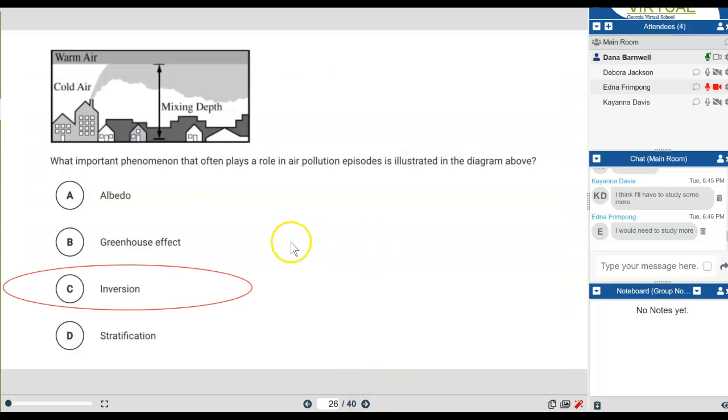So this would be an example if you were to see a real test question or a practice question. Here's that warm layer of air that's acting as the inversion, and what's happening is that the depth of mixing in the atmosphere is not as significant. So it's acting again as that blanket and keeping all of those emissions just hanging there over the city.